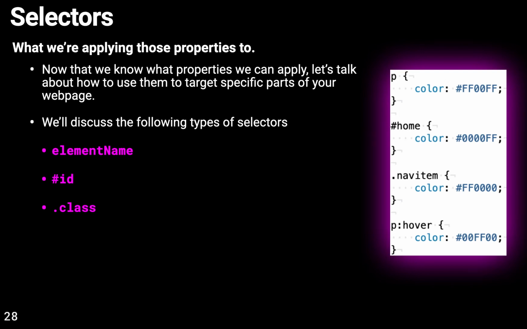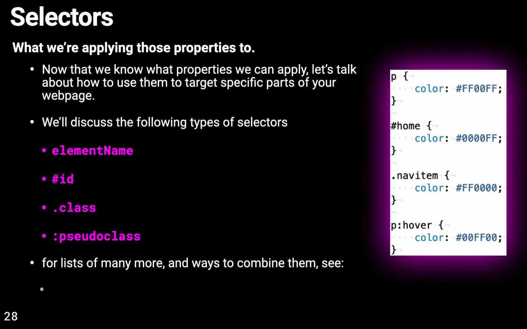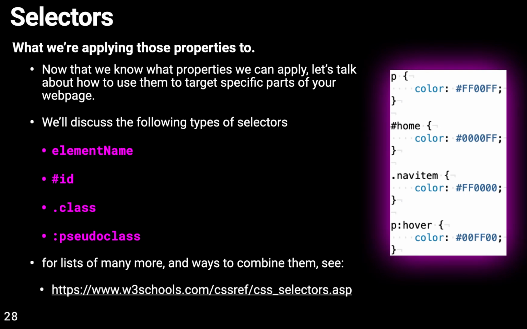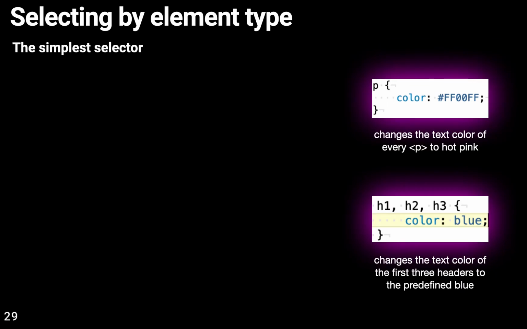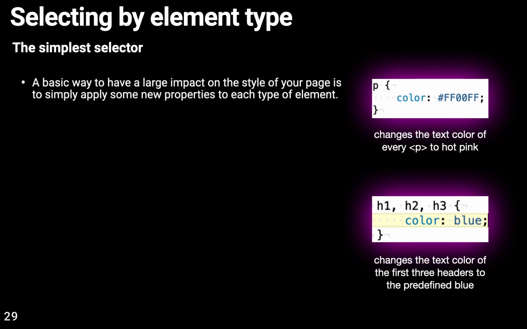Classes that we can talk about, and pseudo classes. Now again, for lists of many more, check out the W3 School site, but we will get into these four. Okay, element type is the simplest selector. It's just a basic way to have a huge impact on your whole page by just defining a few properties for your main element types, right?